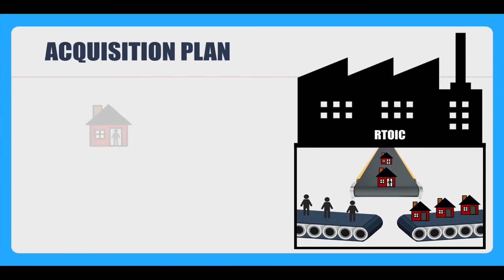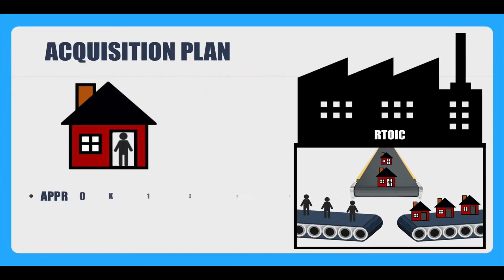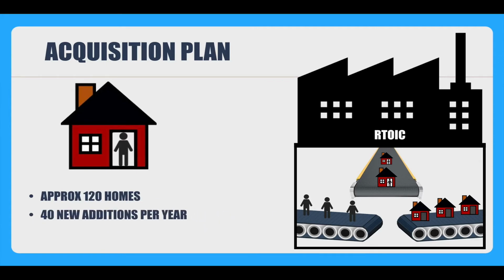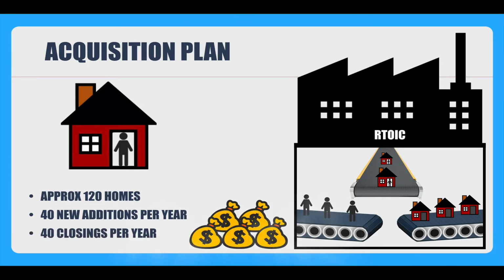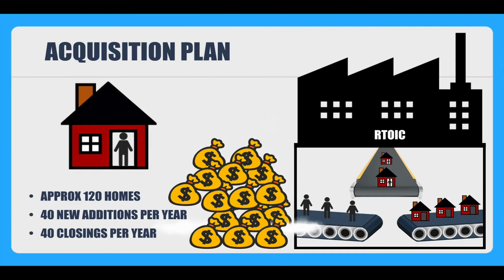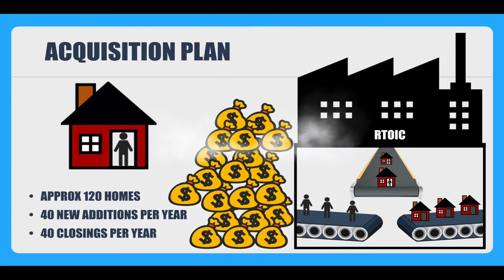Here is our acquisition plan. We're going to have approximately 120 homes going through the deal factory at all times. This means having about 40 new homes being acquired every single year, and it means that about 40 of those homes are going to be closing every single year.